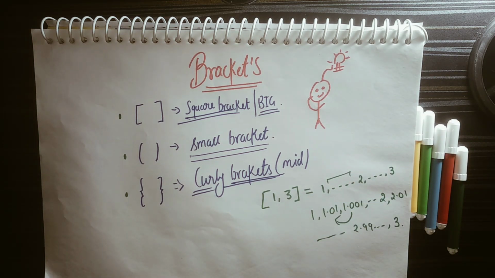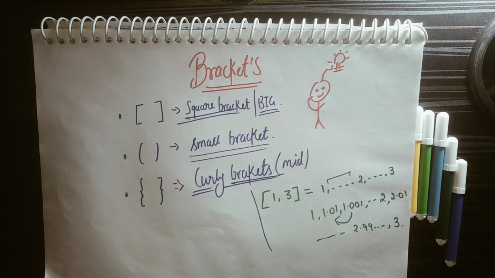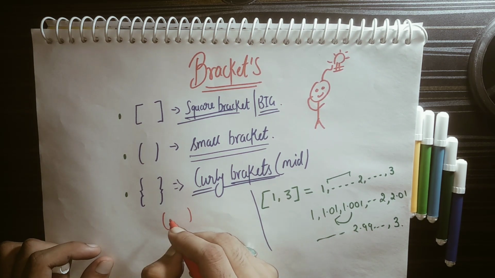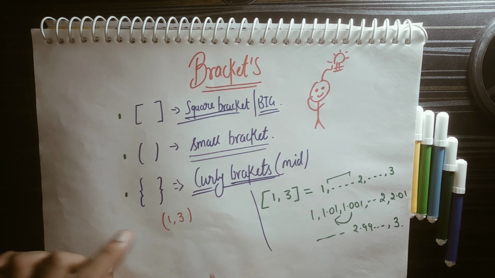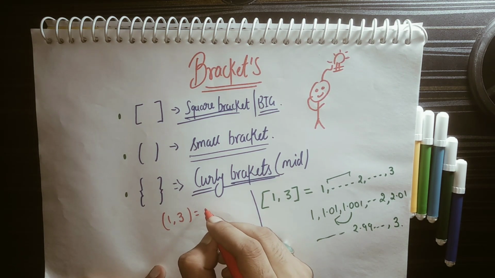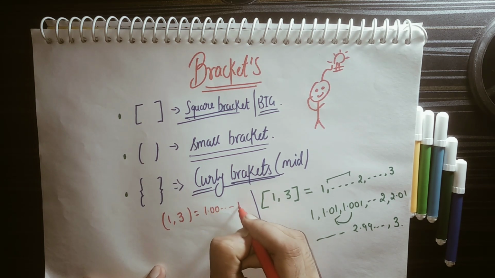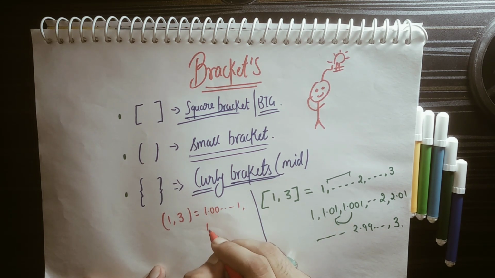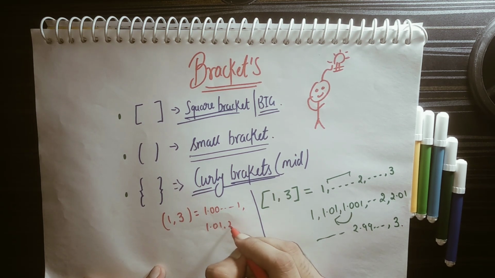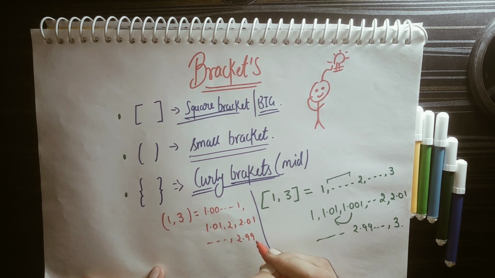Well, let's see what the difference is in the second one and then we will learn something amazing here. So let's again take, but this time with the small bracket, (1, 3). So what do we have here? We have 1.001, 1.01, also 2, 2.01 and all the way to 2.99. Okay, that's it. Let me write the third one and then we will study the comparison.